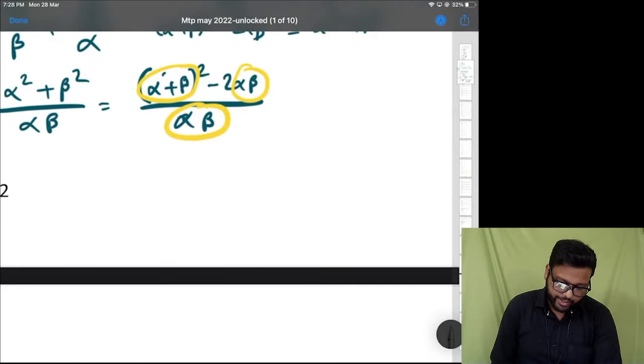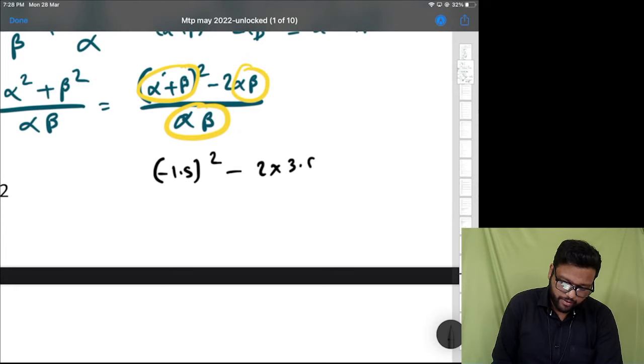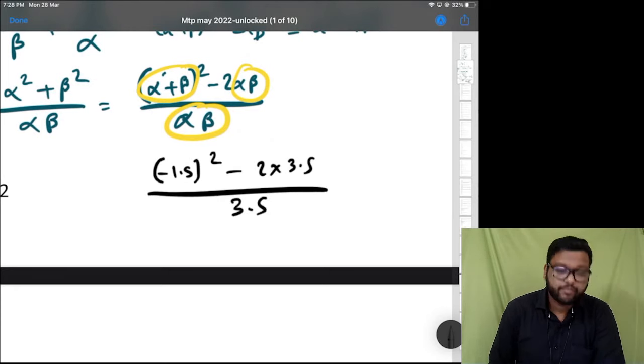So we can just put it here, minus 1.5 square minus 2 into 3.5 upon 3.5. Let's do it on calculator. 1.5 square minus 2 into 3.5 is 7 divided by 3.5. This gives us minus 1.35714 something. Okay, only one option can be the answer. Let's check. 19 by 14 is also same, correct, 1.35714. So D is the correct answer.